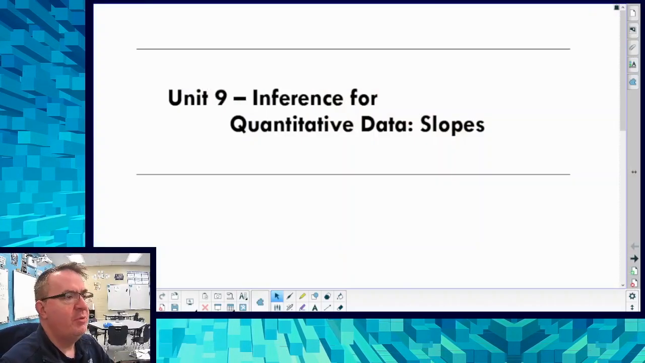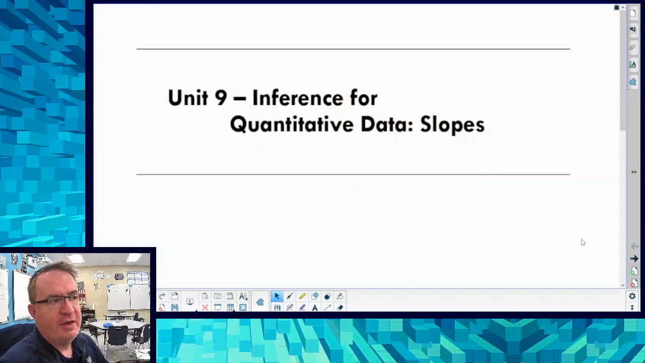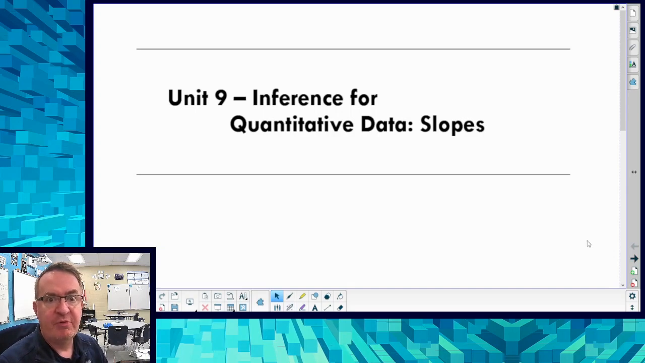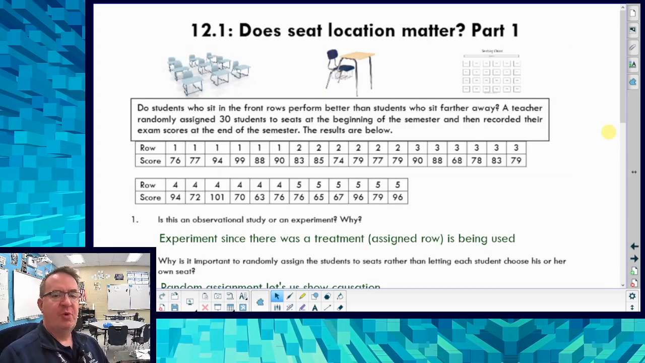So what we're going to be doing here is talking about inference for quantitative data. So we're going to talk two-variable stats. It's all going to be about slopes. We're going to hear things like regression lines. So for the distribution, what we ended up doing was this.